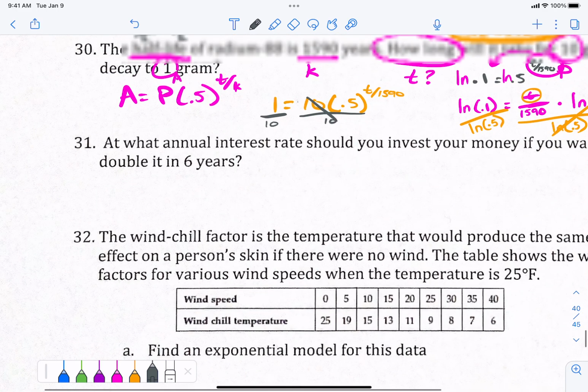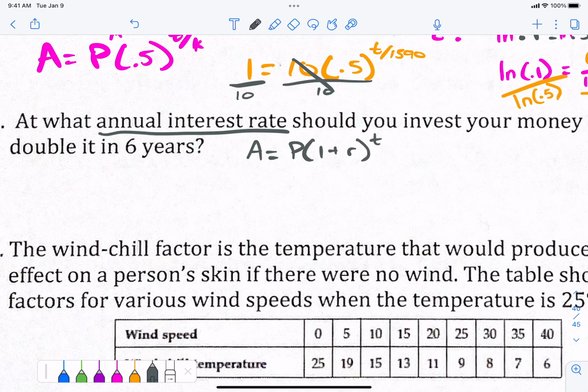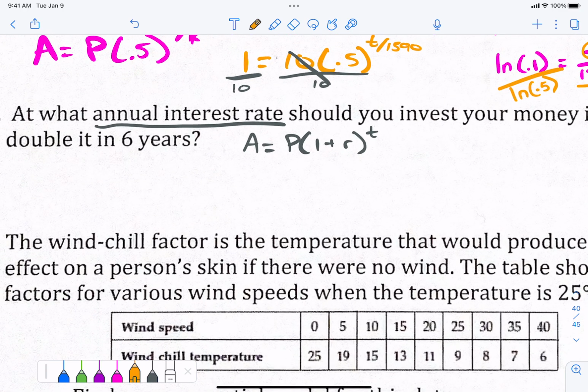All right, here we go. At what annual interest rate? That tells us the equation that we're using. Annual interest rate is A equals P times 1 plus R to the T power. There's no N when you're doing annual. At what annual interest rate should you invest your money? Okay, so what are we solving for, by the way? R. We don't know what R is.